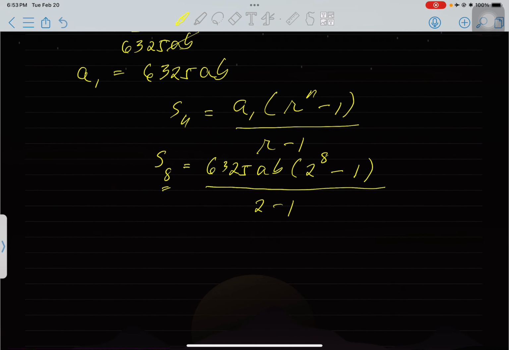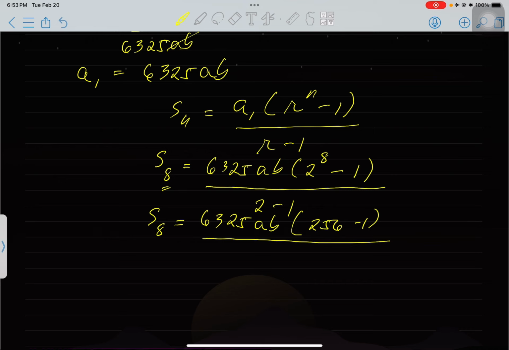Let us simplify now. We have the sum of the first 8 terms of the given geometric sequence now. You copy your numerator, 6,325. Then you simplify 2 raised to the power of 8. This will give us 256 minus 1. Then 2 minus 1. In our denominator, we have 1.